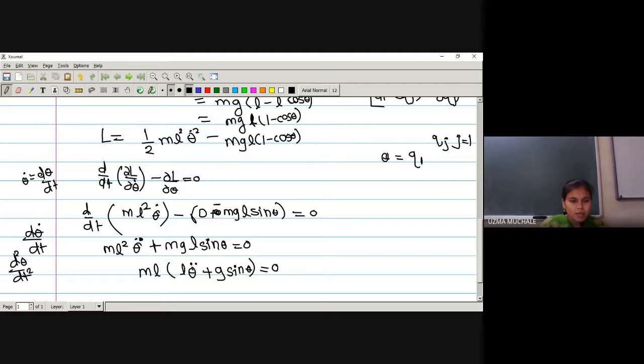Is the idea clear about this theta double dot? Otherwise it will be confusing. You can work it out. Theta dot is d theta by dt. Theta double dot will be d2 theta by dt square. And what is this term? If we differentiate theta dot with respect to t, it will be d theta dot by dt.